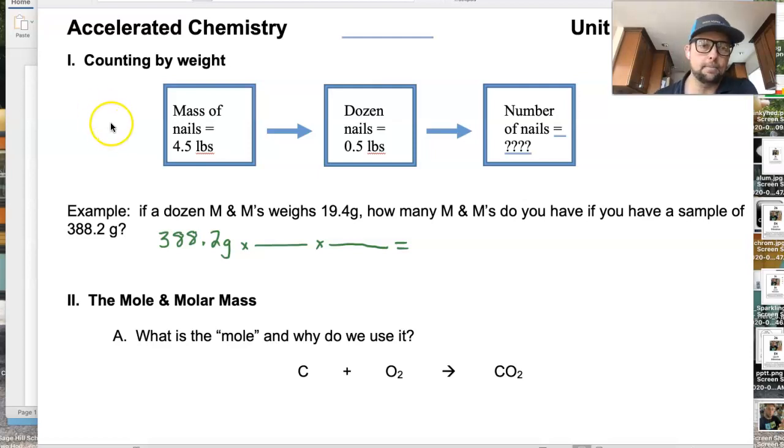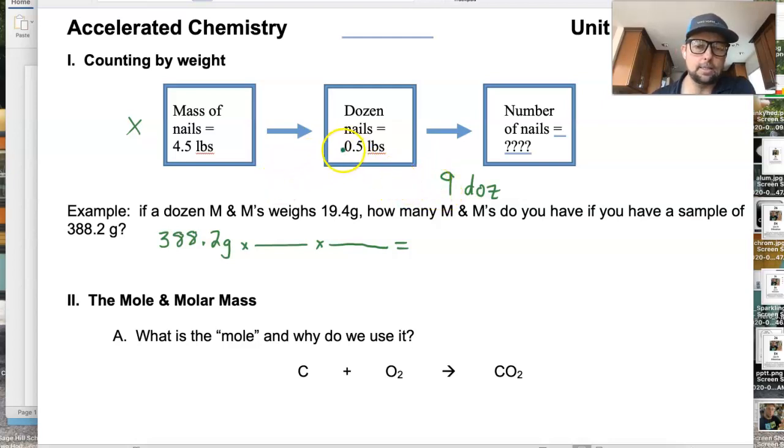First of all, I just want to give a real world example on why we use the mole, because it's easier to count in groups. So if we look at this first example, if we have 4½ pounds of nails, and we know that a dozen nails weighs 0.5 pounds, most of us can do mental math there to figure out that we have 9 dozen nails. 0.5 times 9 will give us 4½ pounds.